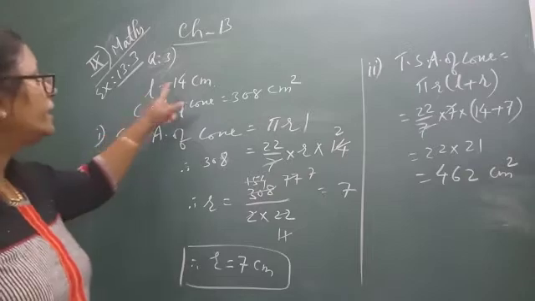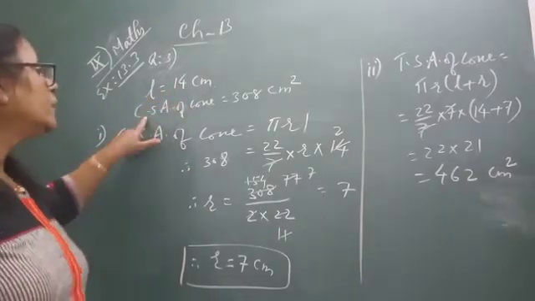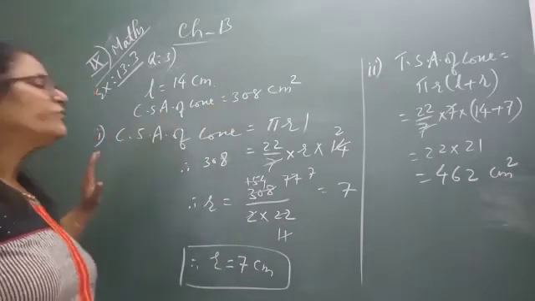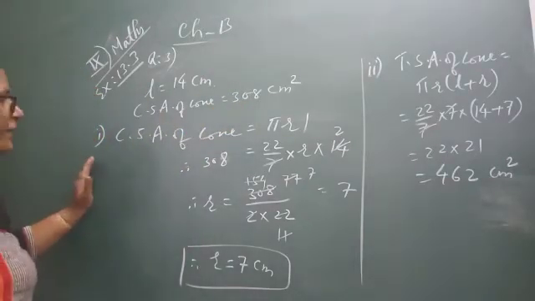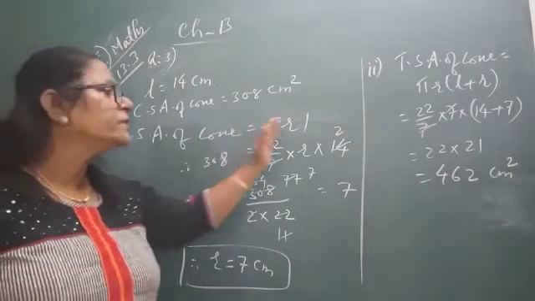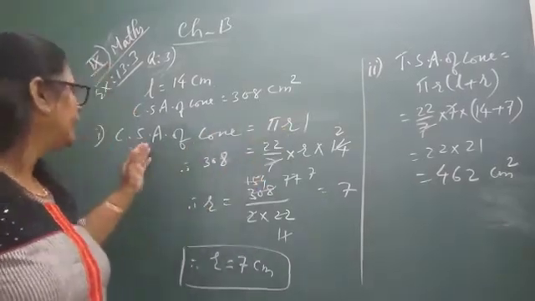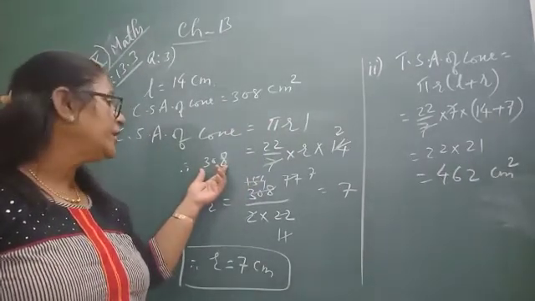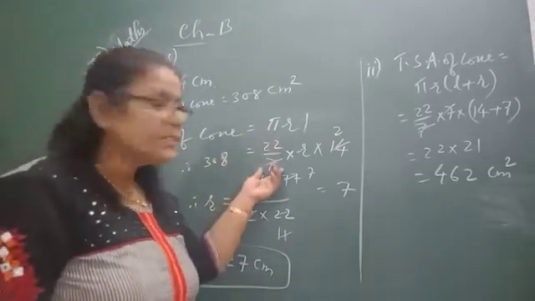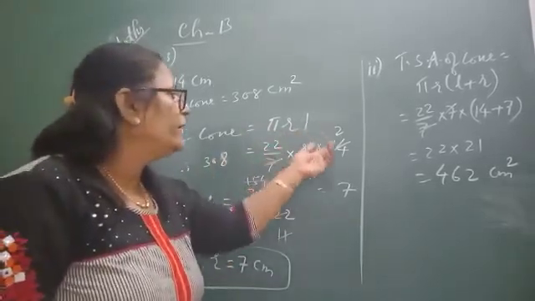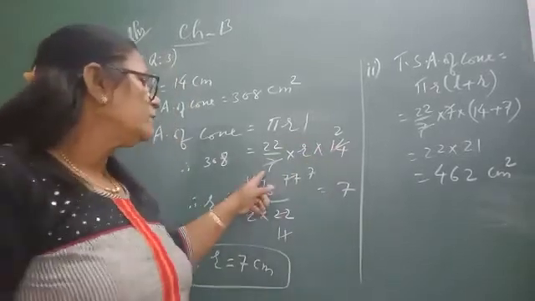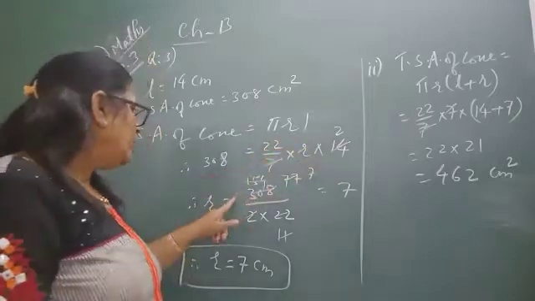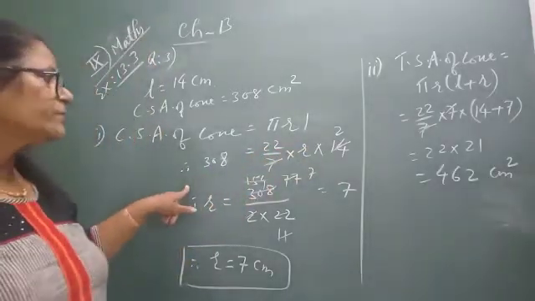Now here the slant height L is given, 14 centimeter. Curved surface area of the cone is given, 308 centimeter square. First, by the formula, we find the radius. The formula is CSA of cone is pi RL. Now put the values. The curved surface area is 308 square centimeter, pi is 22 upon 7, R we don't know, L is 14. Now cancel the terms: 7 1 ja, 7 2 ja. Now take 22 and 2 in the denominator to the other side, cross multiply.